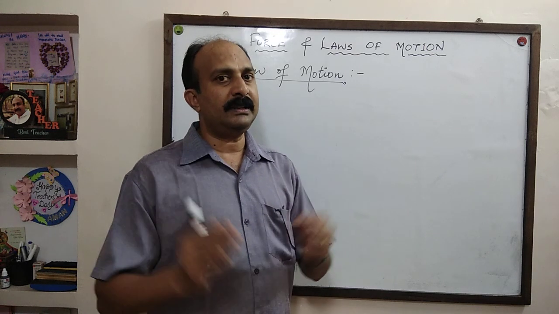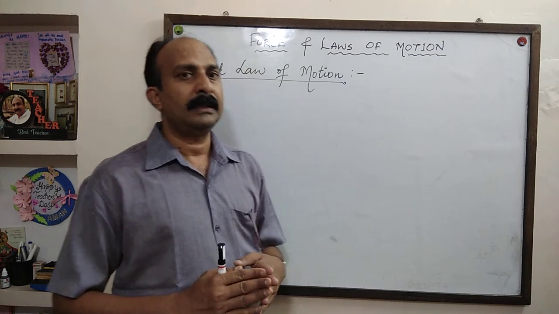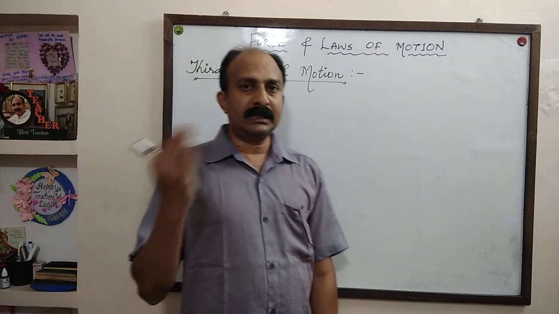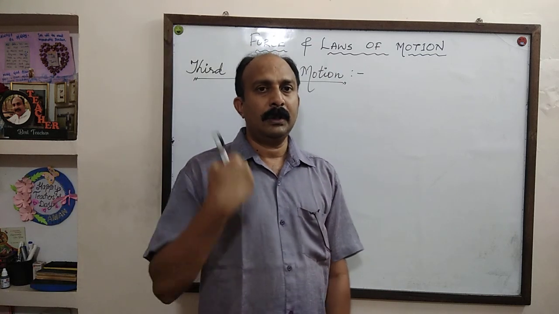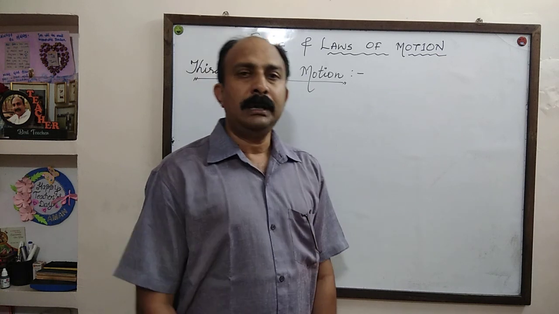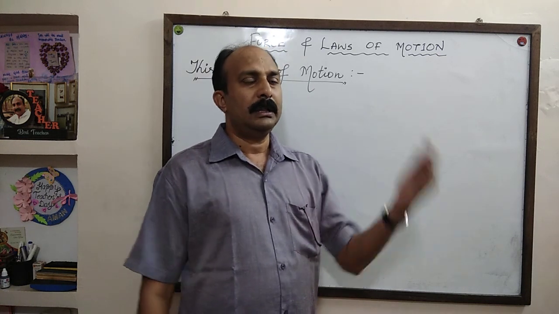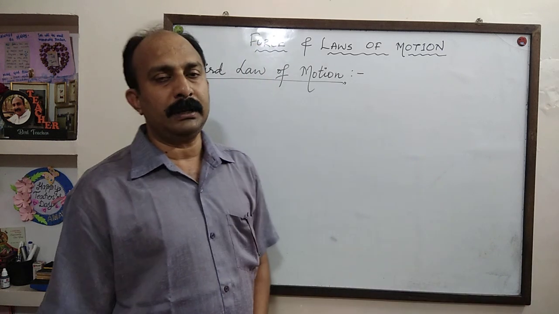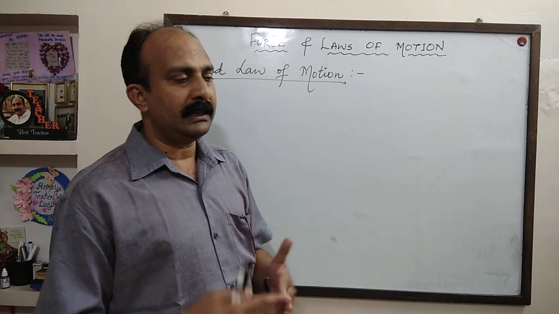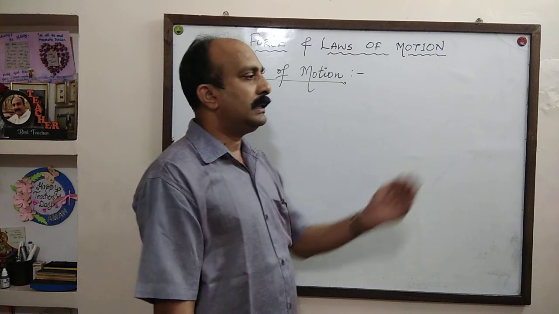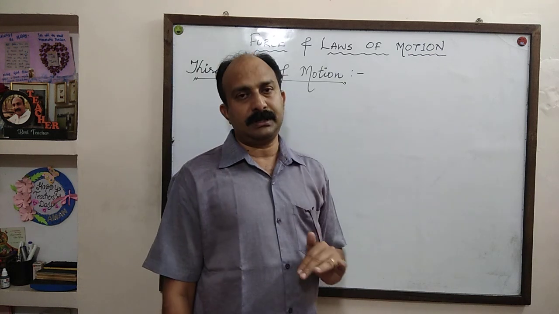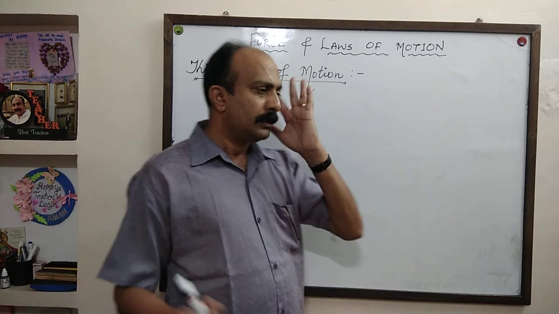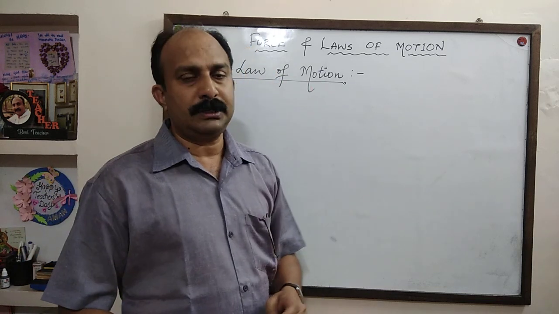I repeat, the actual statement must be like this. Newton's third law of motion states that the force exerted by a body on another body is always equal to the force exerted by the second body on the first body. Or in short we can say, for every action there is an equal and opposite reaction. There are so many examples around you to explain Newton's third law of motion.